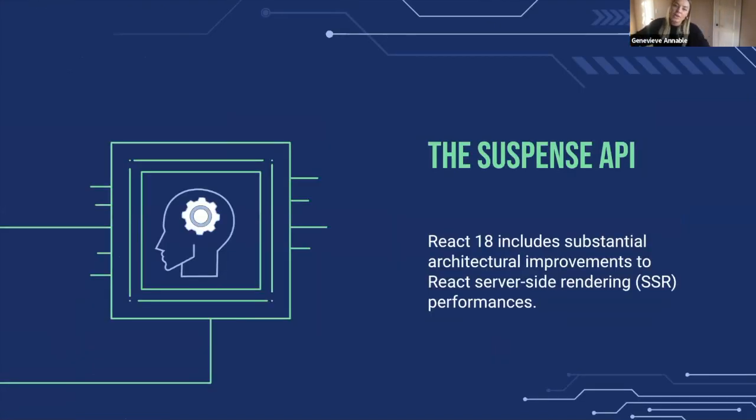The final new feature I am going to highlight from React is the suspense API. So I don't have a whole lot to say about this, but I definitely want to touch on it. React 18 has some substantial architectural improvements that improve React server-side rendering performance. So server-side rendering is a way of rendering the JavaScript data to HTML on the server to save computation on the front end. And this results in a faster initial page load in most cases.